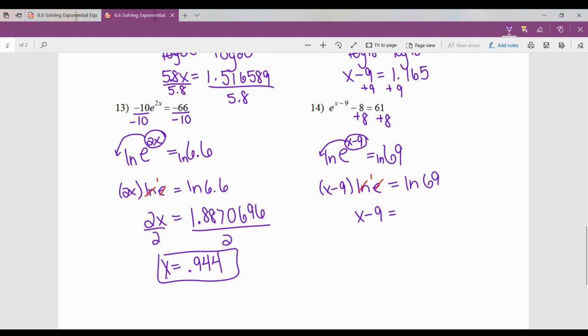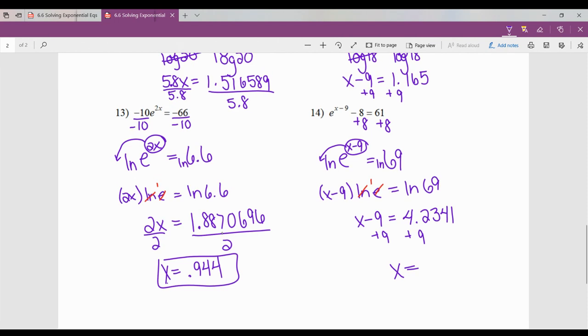So ln of 69 equals 4.2341. All right, and then we are going to add 9. X is going to equal, remember 3 decimal places, 13.234. All right, and that is it for solving exponential equations where we cannot rewrite them to have the same base. Then we need to use logs.